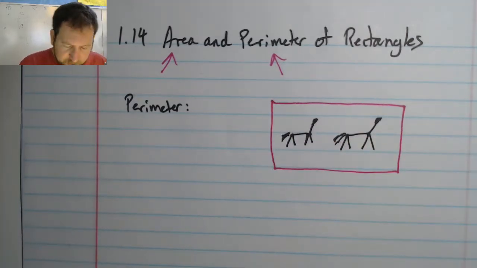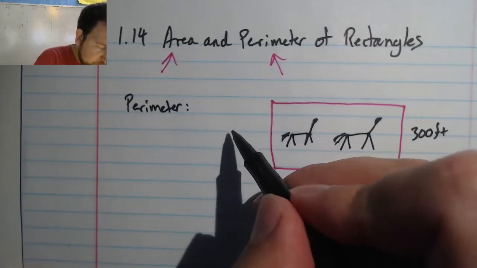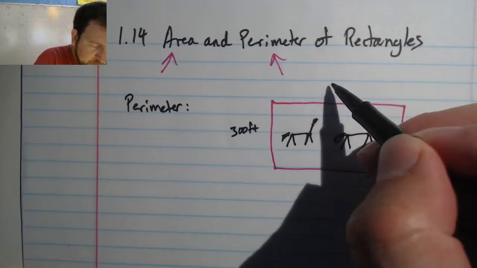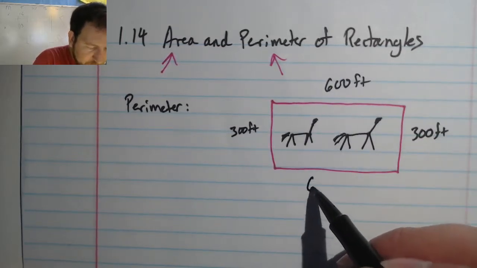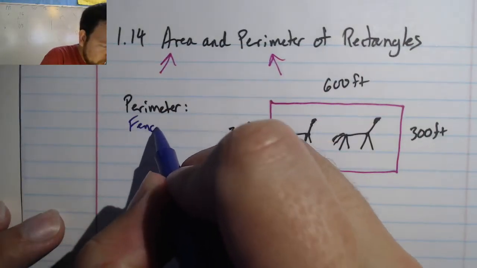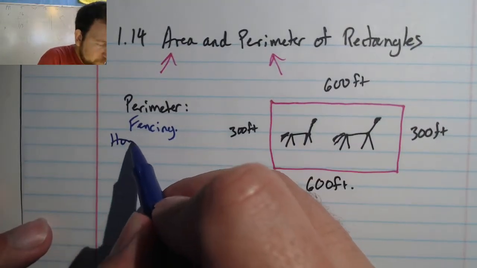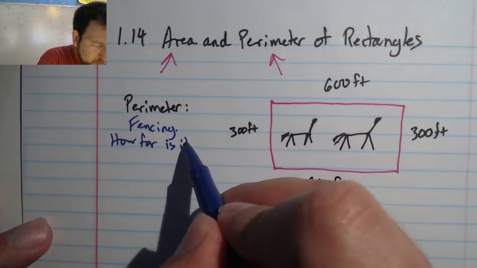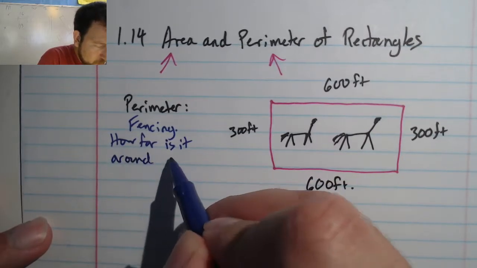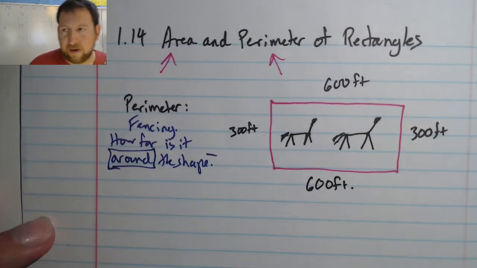My pen, say, is 300 feet on this side, 300 feet on this side, and 600 feet on this side, and 600 feet on this side. Now, my perimeter in this case means that I am buying fencing. That means, how far is it around the shape? And our key word here is around.